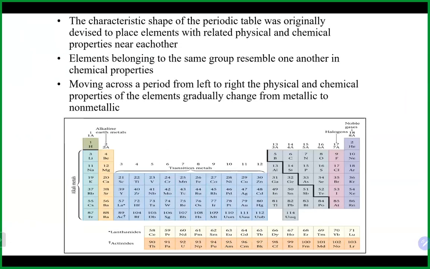So obviously the characteristic shape of the periodic table is put together to have like things near each other. And obviously, as we move from left to right, we are moving from metal to non-metal. So as we cruise this way on the periodic table, going from metals to non-metals, again, you do need to know where groups are. You do need to know which way periods go. You need to know the names of those groups that we talked about: the alkali metals, alkaline earth metals, halogens, and noble gases. You need to know where the transition metals are.